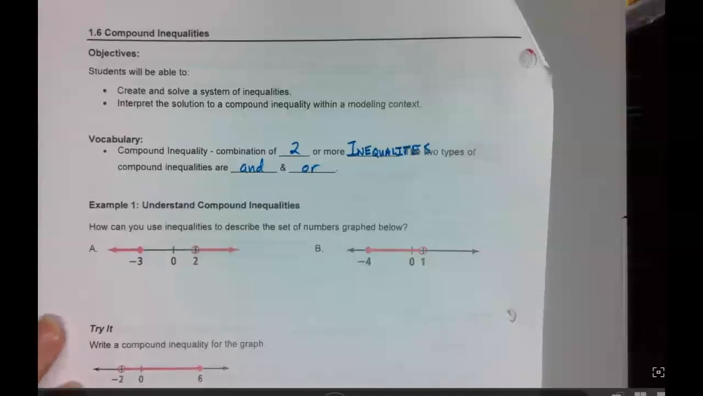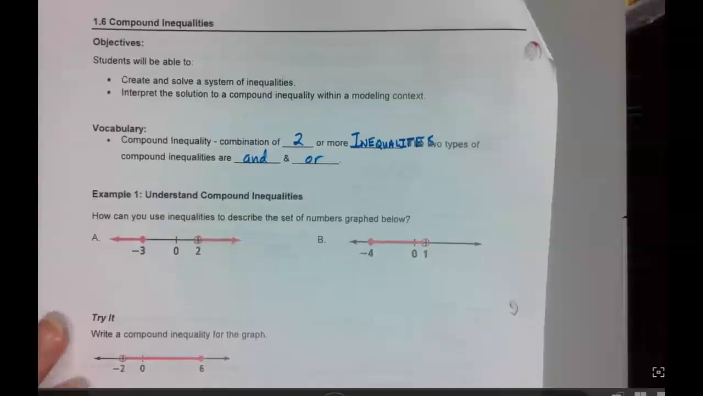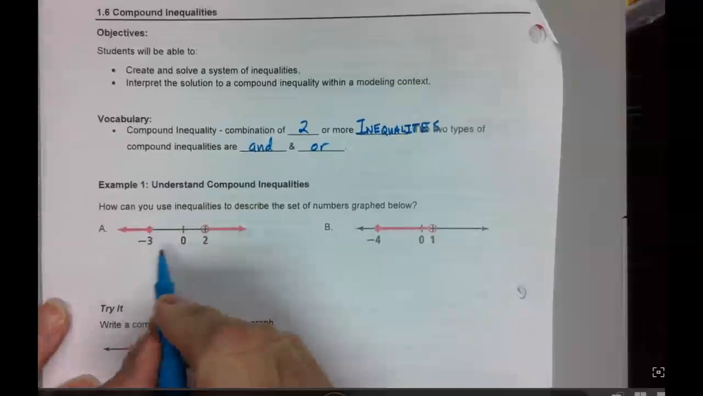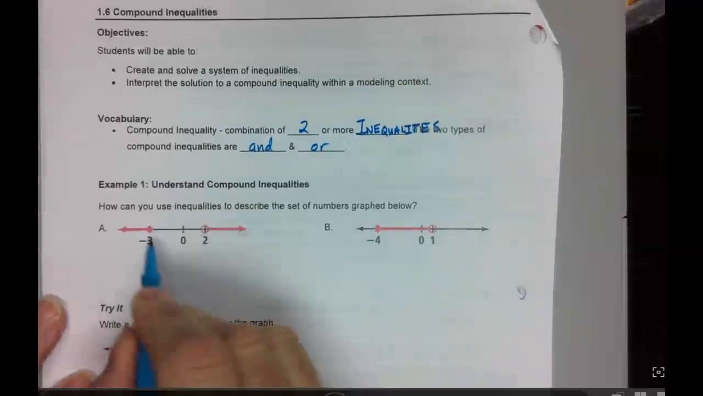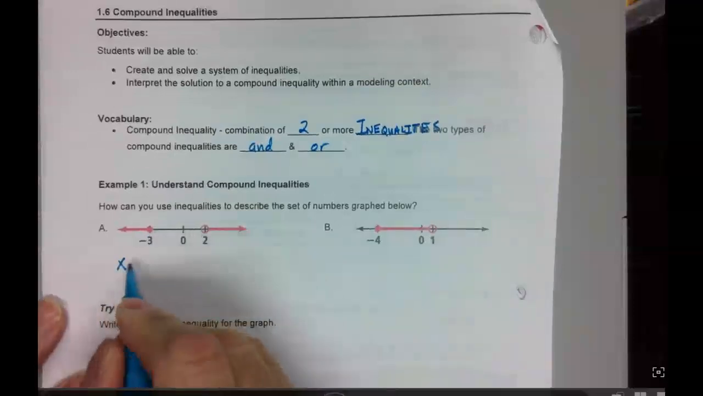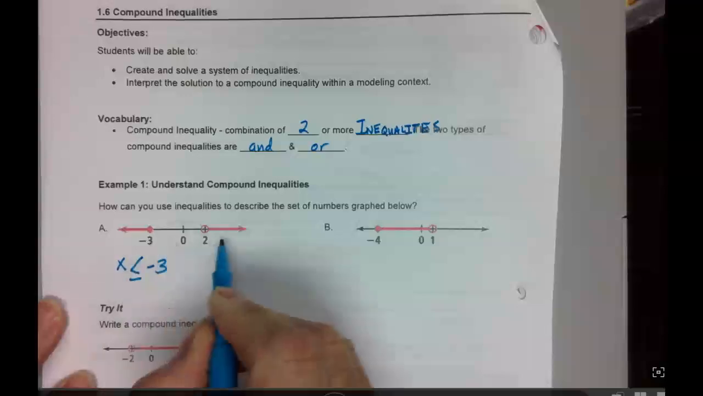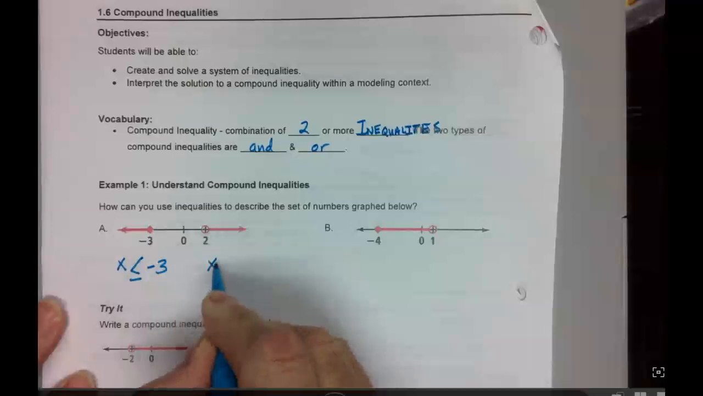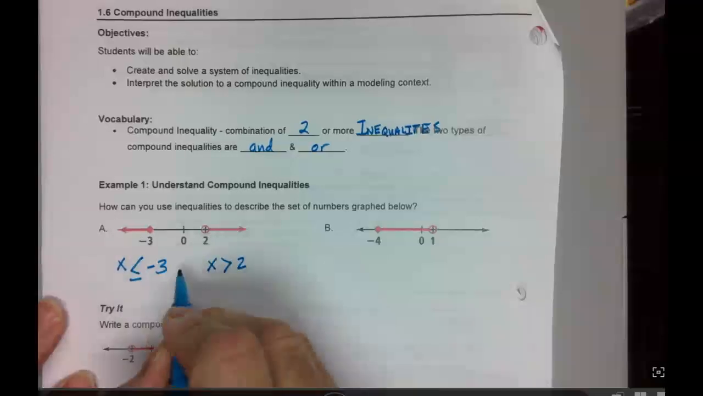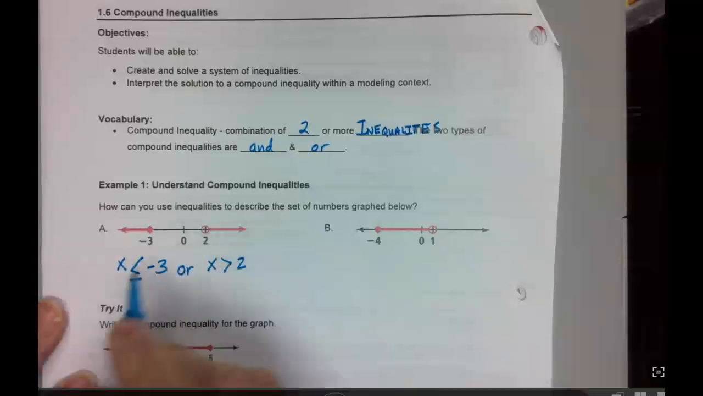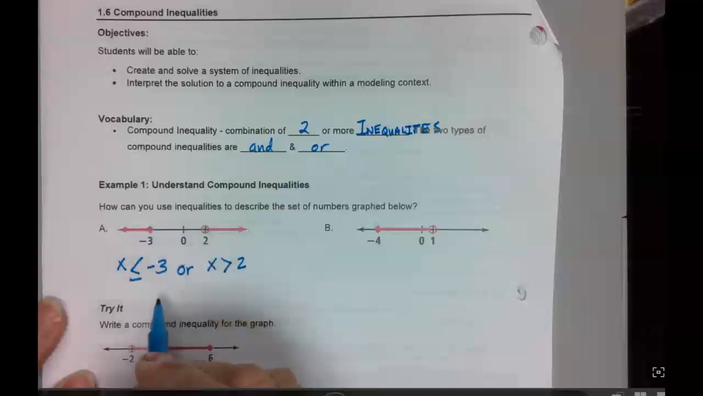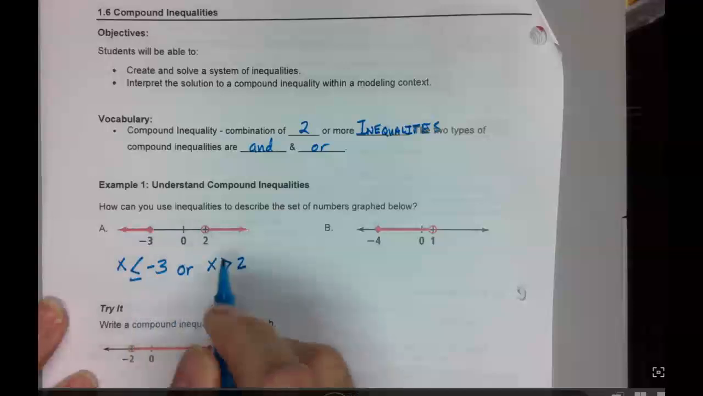I can use inequalities to best describe this set of numbers. Whenever they don't connect, it's going to be an OR problem. So x is less than or equal to -3, and x is greater than 2. So we put an OR there. That connects the two. So x is less than or equal to -3, or x is greater than 2.